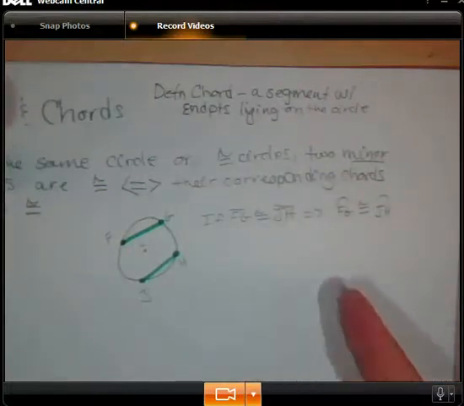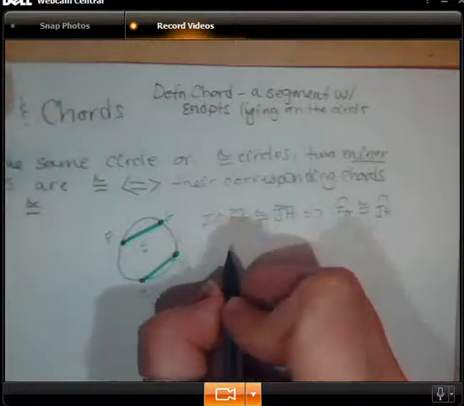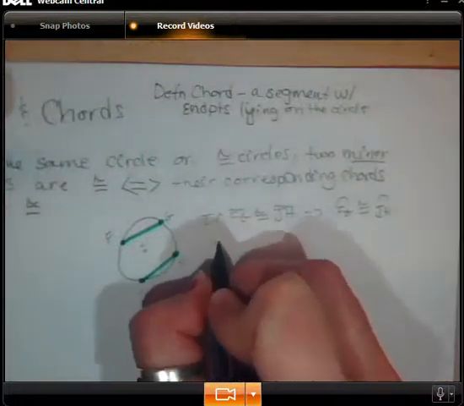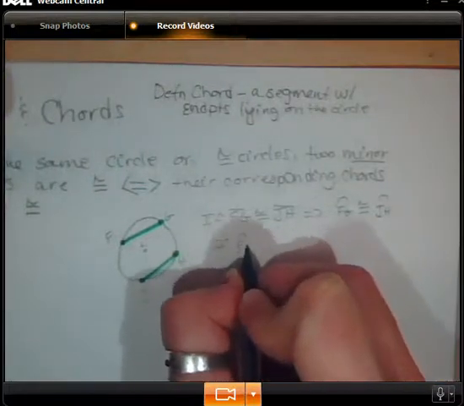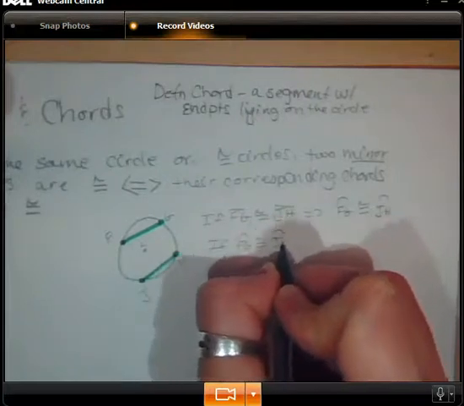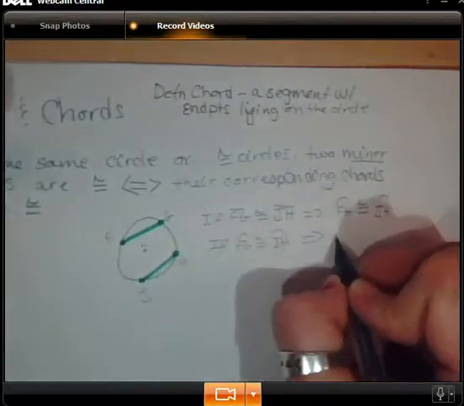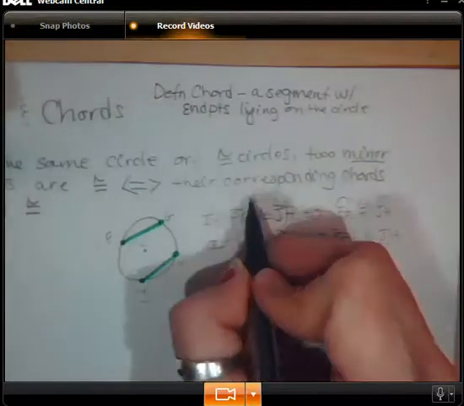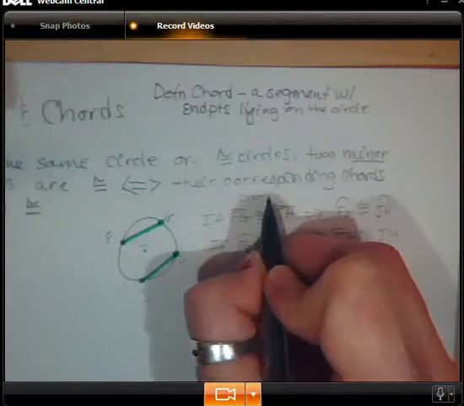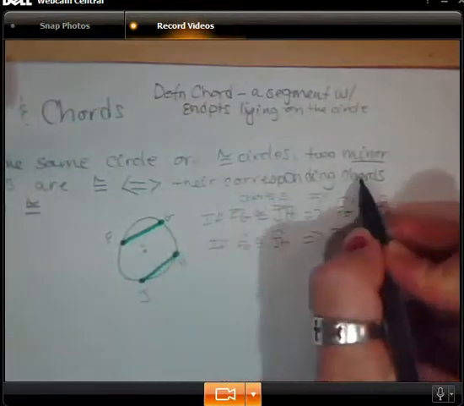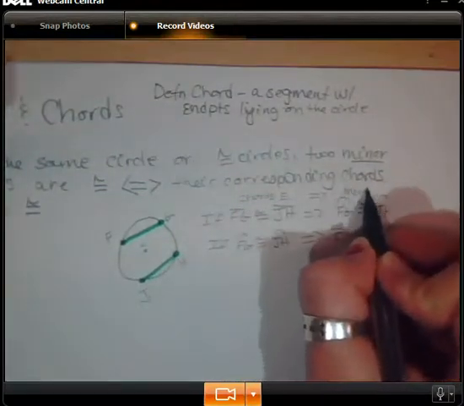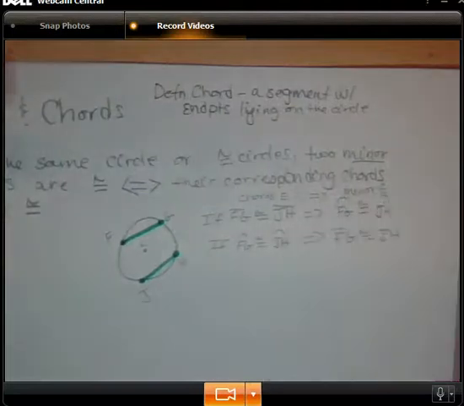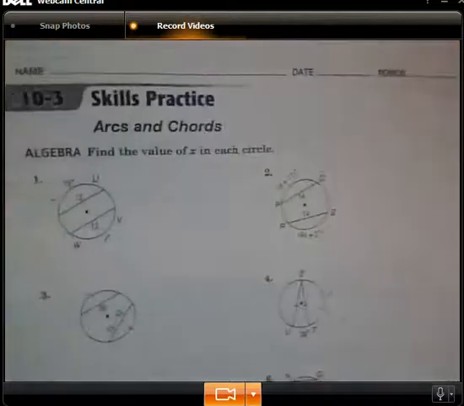Or, because it's a double-sided arrow, we could flip that around, and we know that if arc FG is congruent to arc JH, then we know the chords have to be congruent. FG has to be congruent to JH. So if chords are congruent, then minor arcs are congruent, and so on. So that helps us in this packet with arcs and chords.